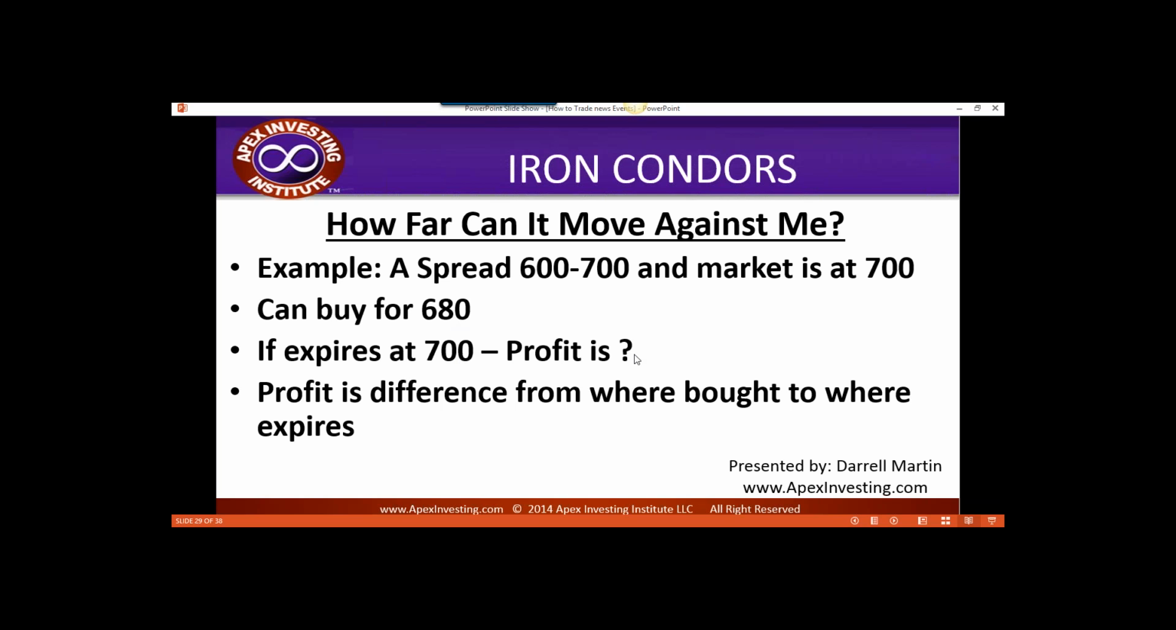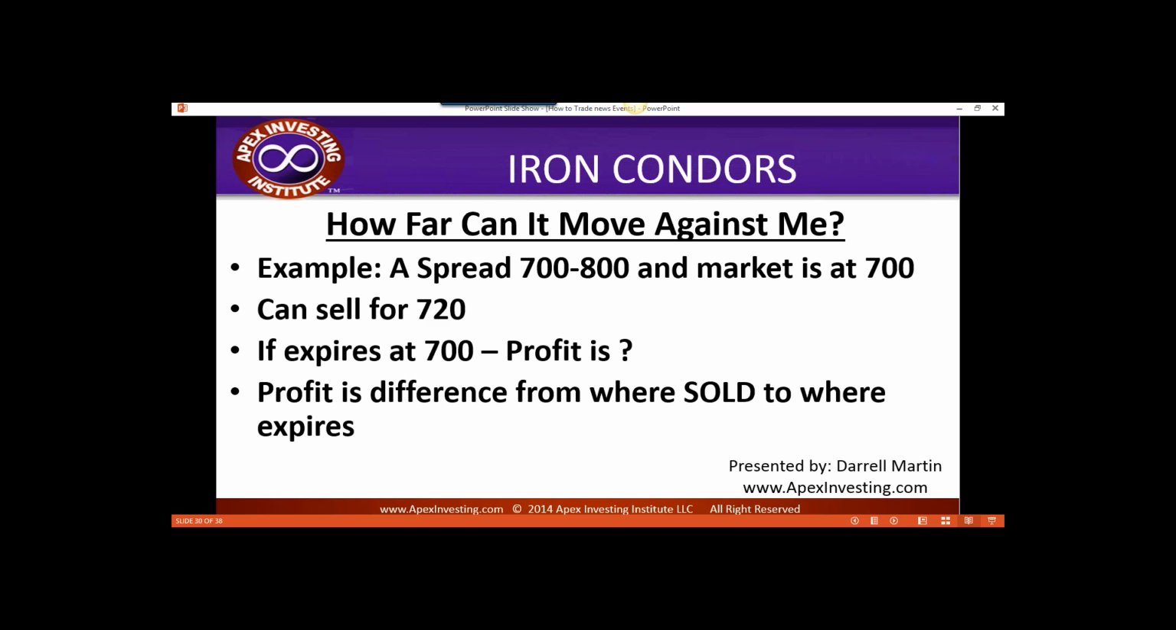Okay, everybody understand that, right? Simple enough. Okay, Riza's saying 0. I'm not sure where you're coming up with 0 from there. Okay, if I buy for 680, this is spreads, not binaries. If I buy for 680, market expires 700, I make 20 bucks.